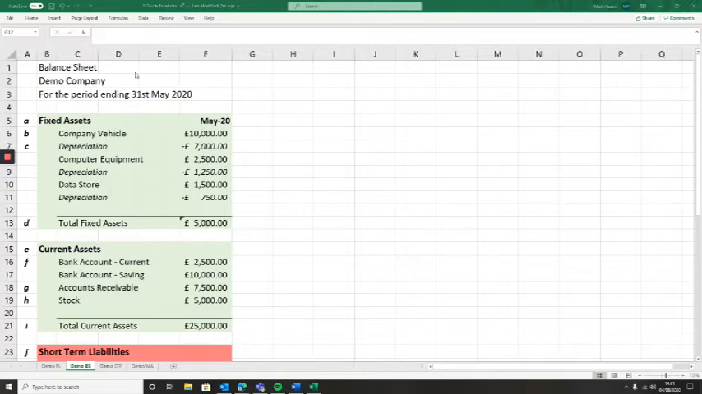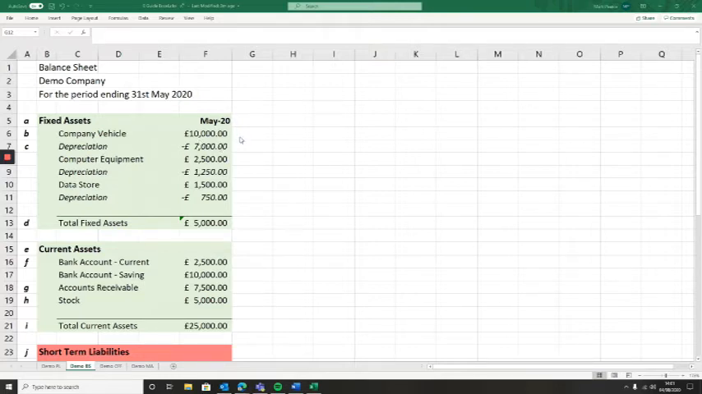So we start at the top with fixed assets. Fixed assets are physical items that your company owns. So these are things like vehicles, buildings, computer equipment, anything that your company has physically purchased and owns. So it's part of the makeup of your company.